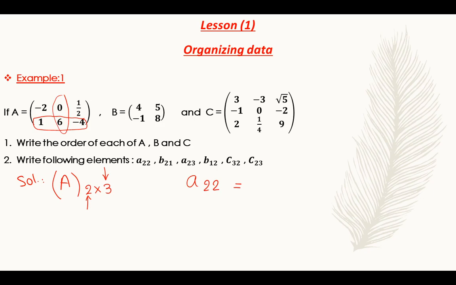Here, this is the first row, and this is the second row. And this is the first column, second column, third column. So this matrix is of order 2 times 3, 2 rows and 3 columns. A22 is the element in the second row, second column. So we look in the second row. Here we have the elements 1, 6 and -4 in the second row, and the second column. So A22 is 6.